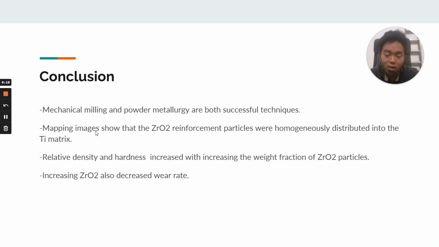And we also know that the mapping images show that the zirconium reinforcement particles were homogeneously distributed in the titanium matrix, as shown by the mapping images earlier with the different colors showing the distribution of the particles. Also, the relative density and hardness increase with the increasing weight fraction of the zirconium oxide particles. And finally, increasing the zirconium oxide particles also decreases the wear rate of the titanium MMC.